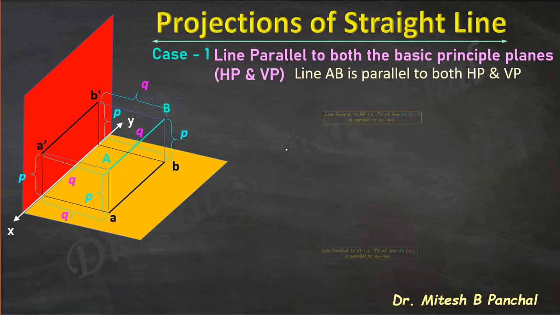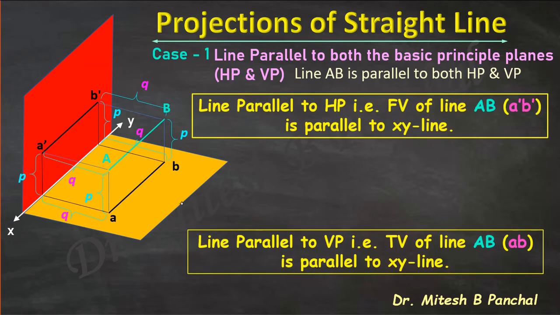So these are the 2 points we have obtained. Line parallel to HP, then the front view of line AB is parallel to XY. When we consider the line parallel to VP, then its top view is parallel to XY.